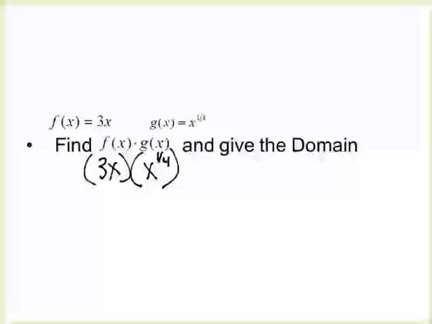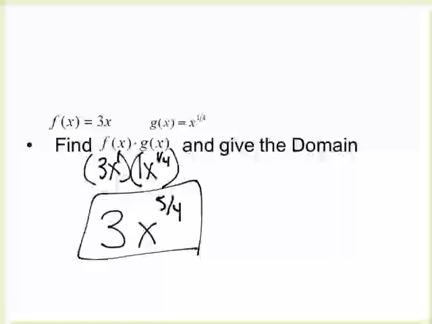We can multiply coefficients. 3 times 1 gives 3. What do we do with the exponents when we're multiplying? Add them. What's the exponent of that first x? 1. So what do I get? 5/4. Okay? So we can multiply the coefficients, 3 times 1. We can add the exponents, 1 plus 1/4, and we need a common denominator there, so 4/4. Add the 1 gives us 5/4.